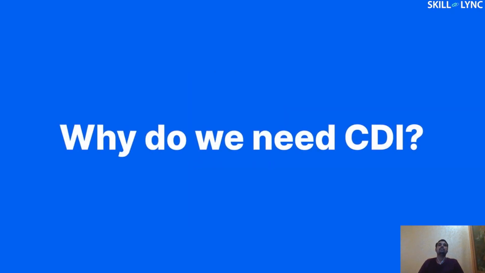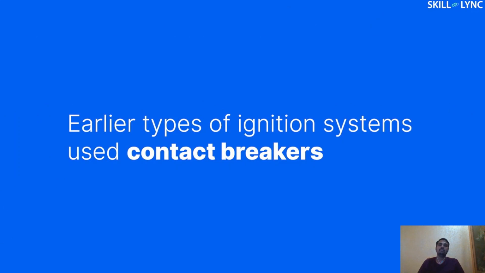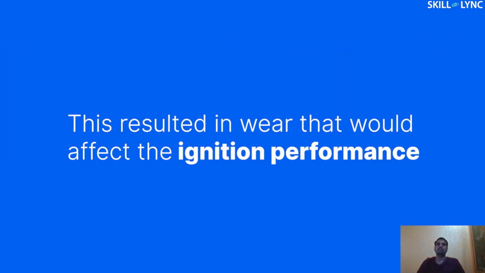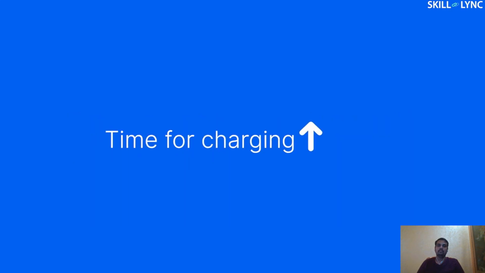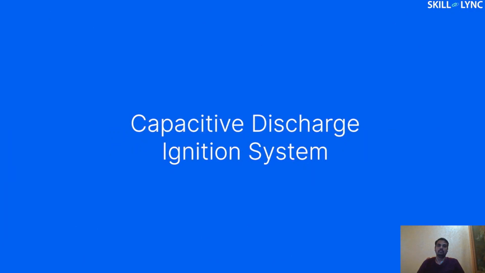First of all, why do we need CDI? The earlier types of ignition systems that we discussed used contact breakers, a mechanical component for opening and closing the circuit. This resulted in wear that would affect the performance of the ignition system. The time taken for charging the coils was also longer in the older ignition systems. In order to overcome this, the capacitive discharge ignition system was developed.